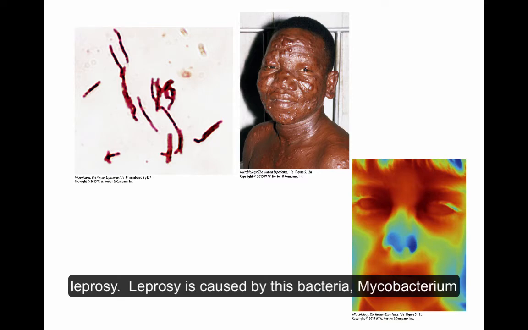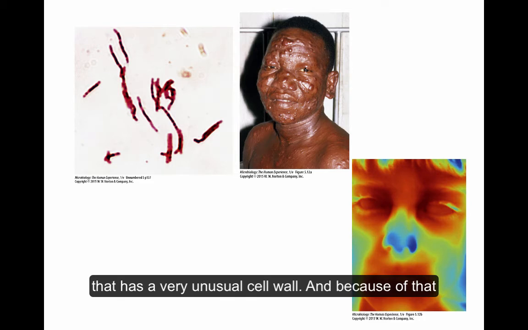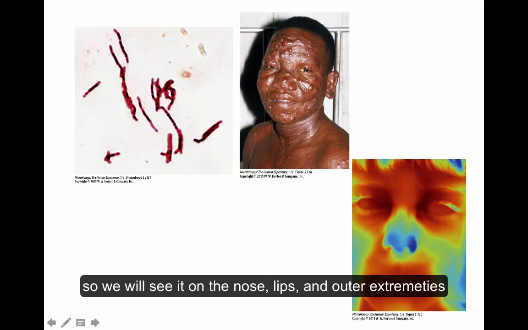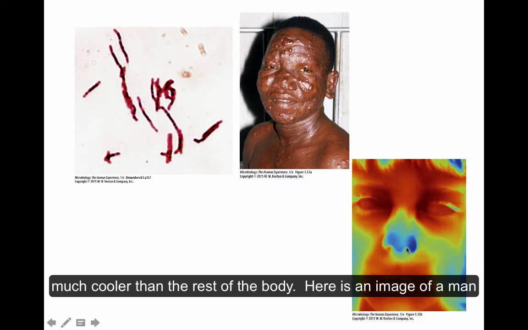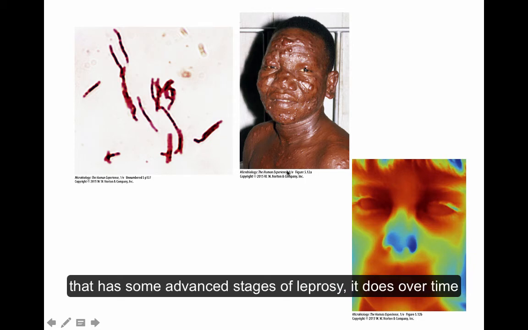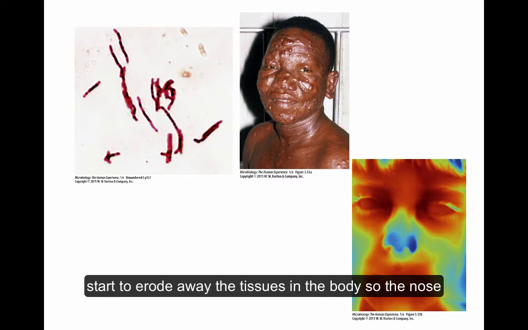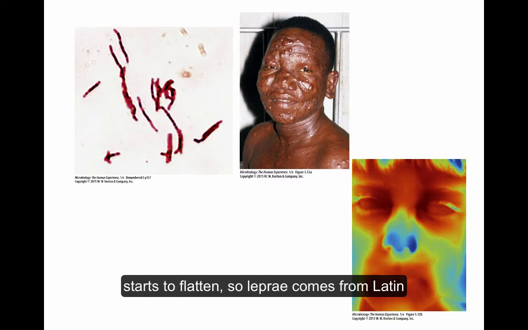Leprosy is caused by this bacterium, Mycobacterium, that has a very unusual cell wall. And because of that, it only grows in areas that are at low temperature. So we'll see it on the nose, lips, and outer extremities, the tips of the fingers. So in this heat sensing diagram, you can see how the nose is much cooler than the rest of the body. And here's an image of a man that has some advanced stages of leprosy. It does, over time, start to erode away the tissues in the body, and so the nose starts to flatten.